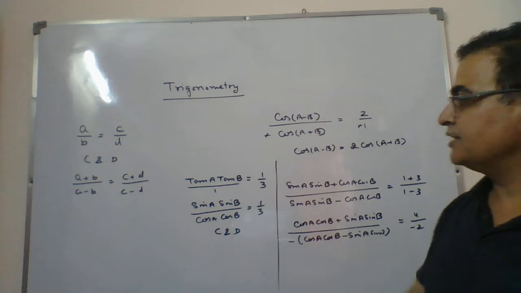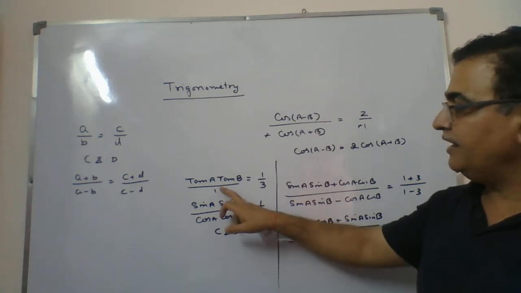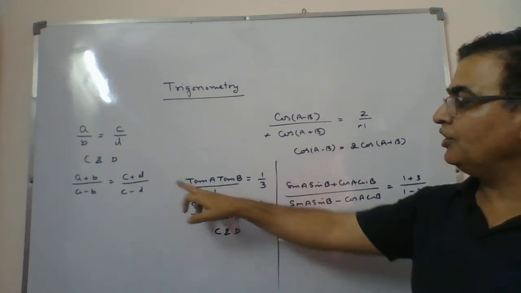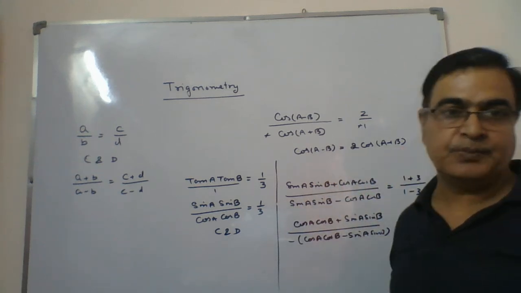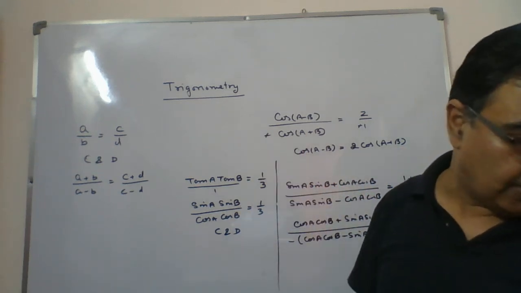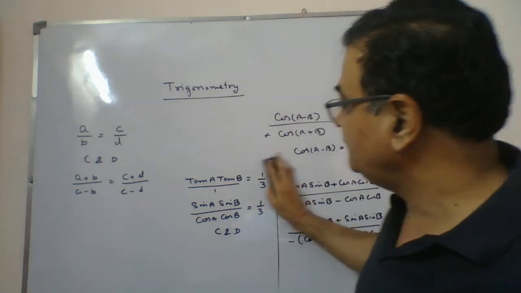So this is the first question we have, that 3 tan A tan B is given as 1, then you should prove cos(A minus B) is 2 cos(A plus B). So this is the first question we have. Another question I am taking now.